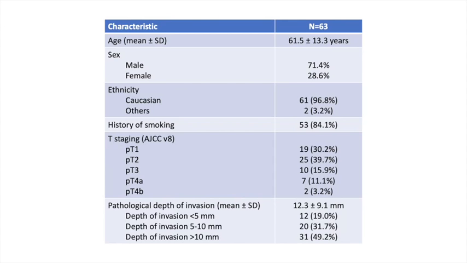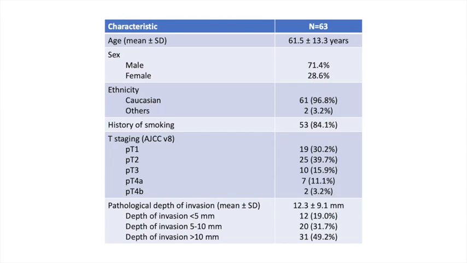This is a summary of baseline characteristics. Mean age was 61.5 years. More than 70% of these patients were male. Patients were overwhelmingly Caucasian in ethnicity, and nearly 85% were either current or former smokers.